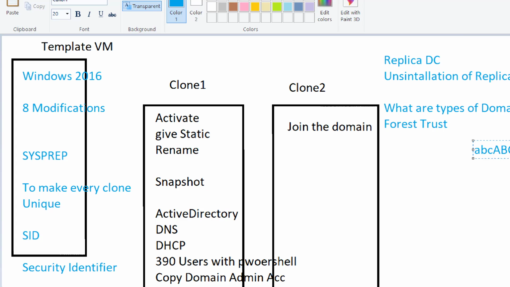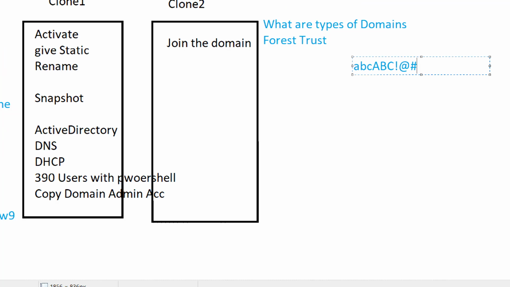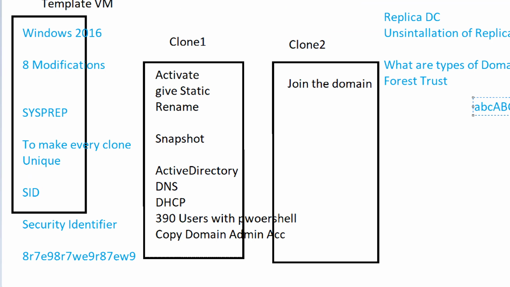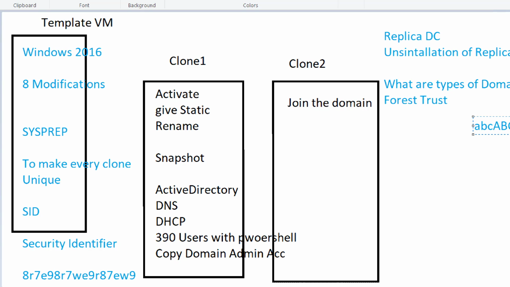So what are those 8 modifications, and why are they important there? After we are done with that, we're going to go for Sysprep, and we have to be very, very careful here with Sysprep as well. Remember one thing: it makes every clone unique by giving unique SIDs to every clone. This template VM that we're installing must never be started.